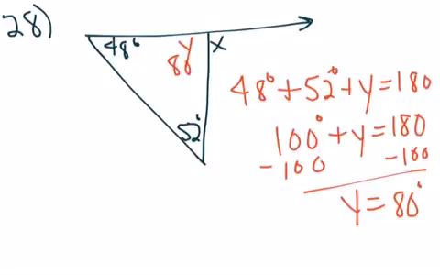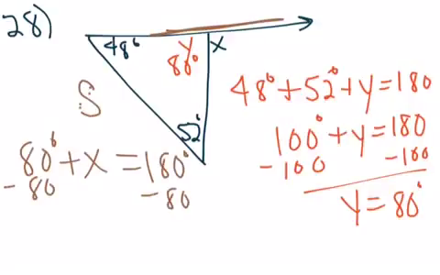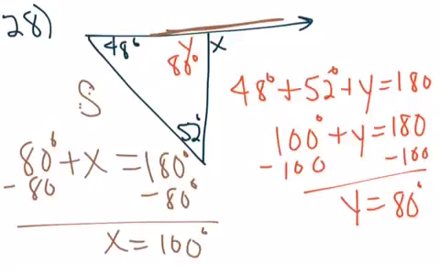Well, if this is 80 degrees, what do you know about the two angles that form a line? They're supplementary. So 80 degrees plus x, supplementary, the s looks like an 8. So that's 180 degrees. Subtract 80 from both sides. So x equals 100 degrees.